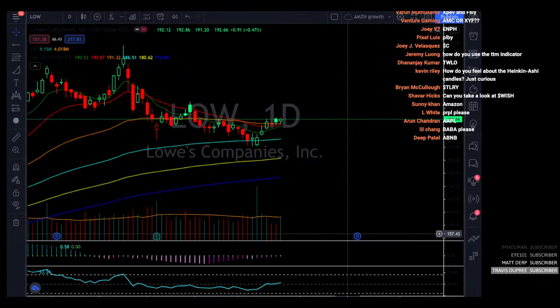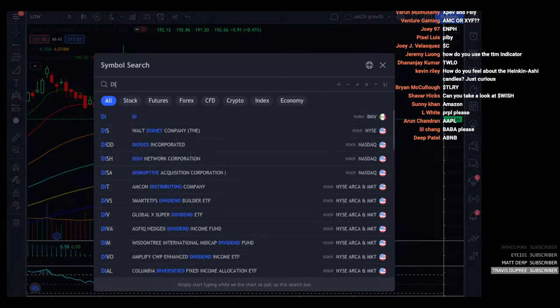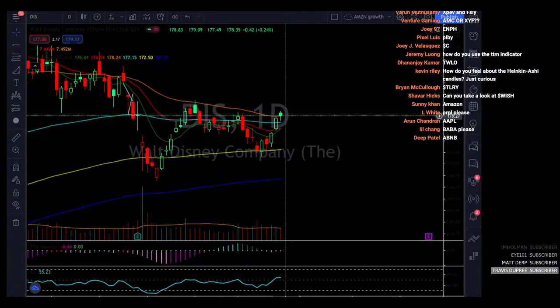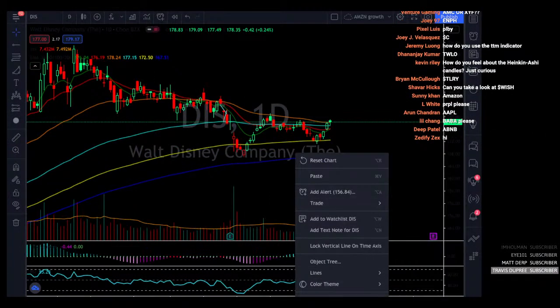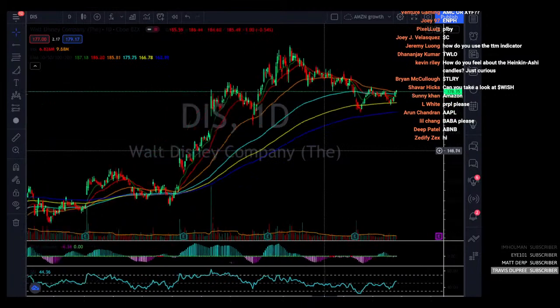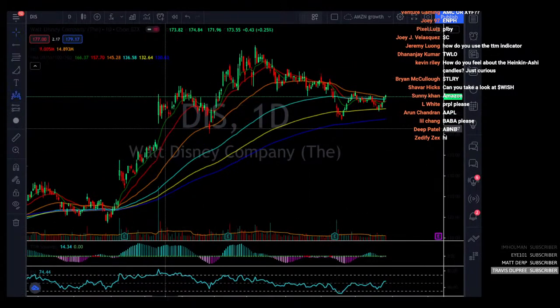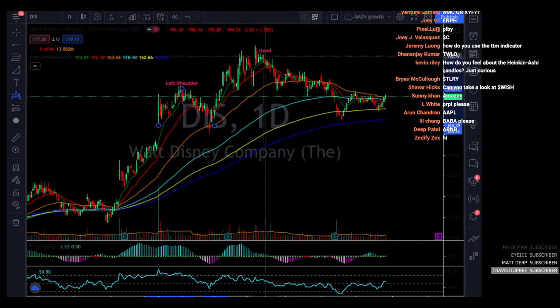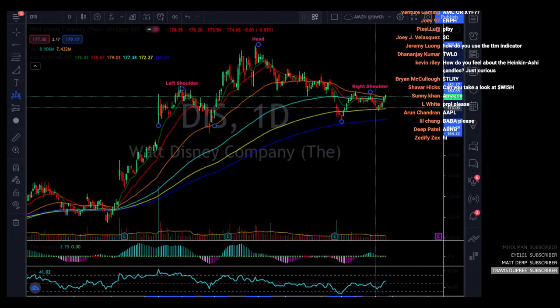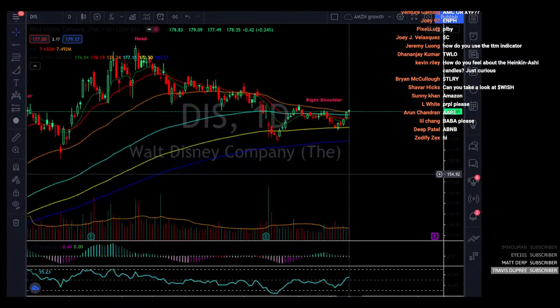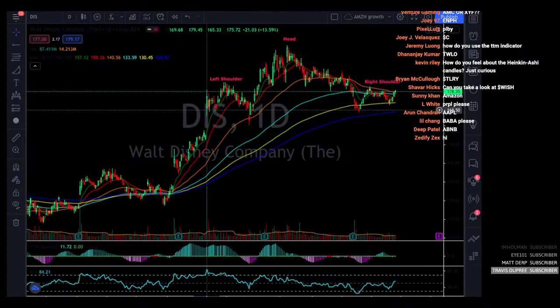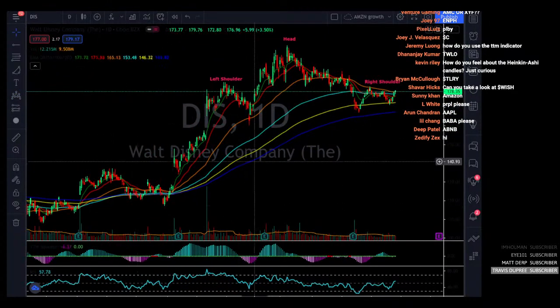Alright, next stock is going to be Disney. And Disney, let me take a look at Disney. Oh, that does not look very nice actually. So the first thing I see on Disney is a head and shoulders pattern, which is bearish. It honestly kind of reminds me of AMD, not gonna lie, because AMD also has a giant head and shoulders.